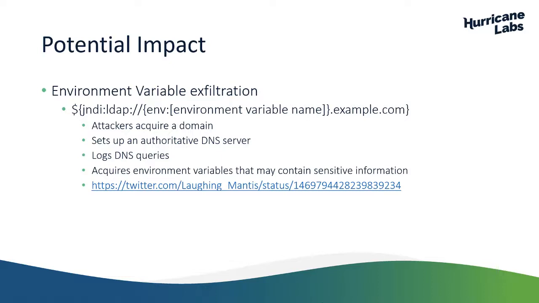That environment variable would be a subdomain of the domain that the attacker owns, so it would trigger a DNS query. That DNS query would get logged whether or not the domain was able to be resolved, and that is a method that the attackers could use to gain more information or potentially exfiltrate credentials from a targeted system or targeted environment. I have a link here on the slide deck to a Twitter thread in which the security researcher Laughing Mantis shows how this method of exploitation is potentially impacting users in AWS.